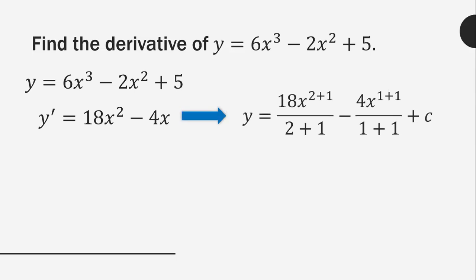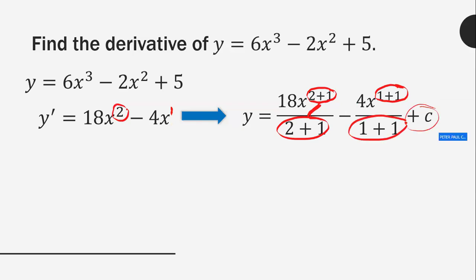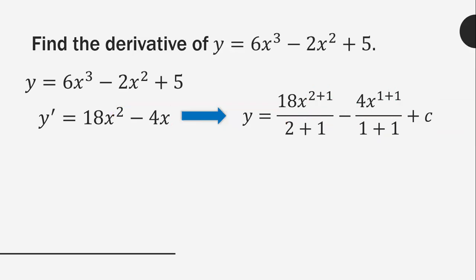Observe, the original exponent is 2, so we added 1. And then we copy and paste it in the denominator. The same is true here. The exponent is 1, so we added 1 there. Then you copy and paste in the denominator. And then we put the constant of integration, c.